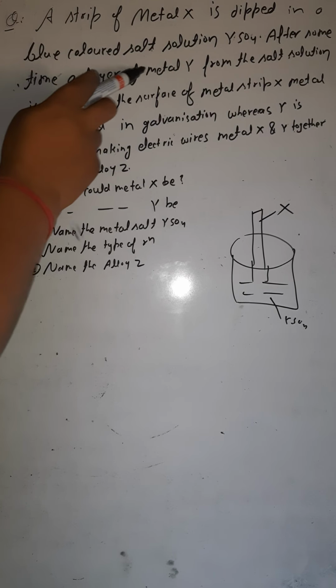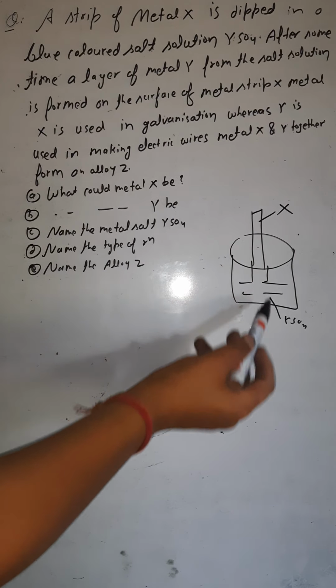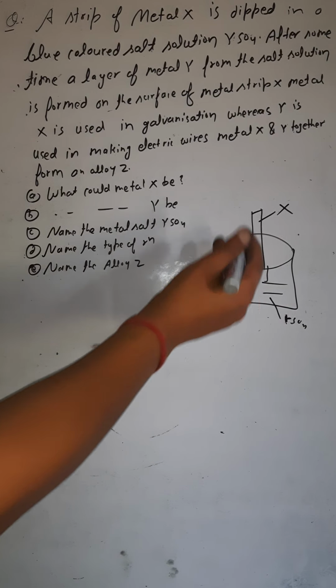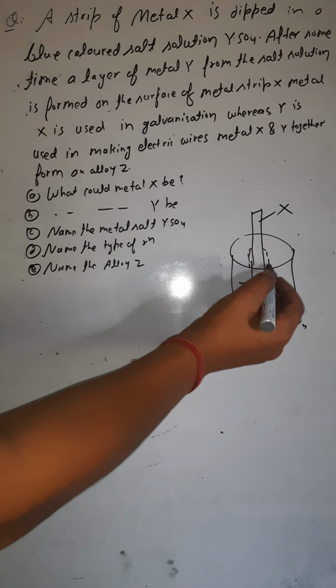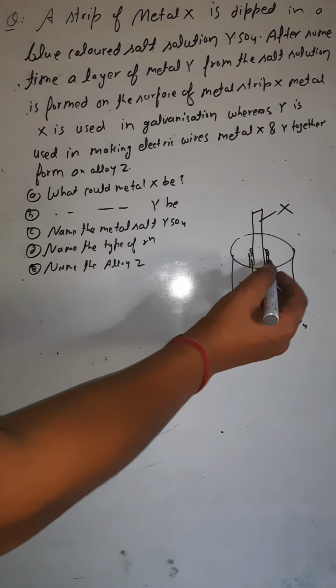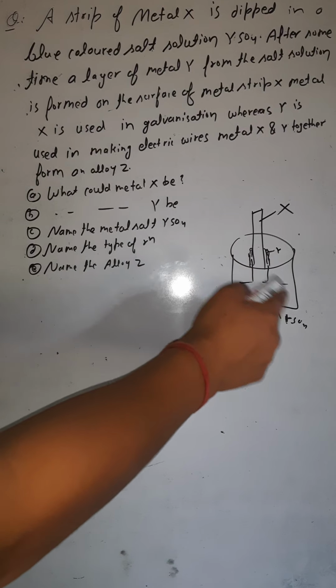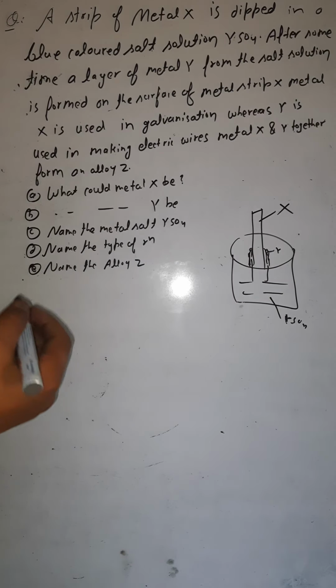After some time, a layer of metal Y from the salt solution is formed on the surface of metal strip X. So from here this metal Y would come out and would be deposited over the metal strip X. So the Y would come out from YSO4, the solution, and be deposited on this metal strip.